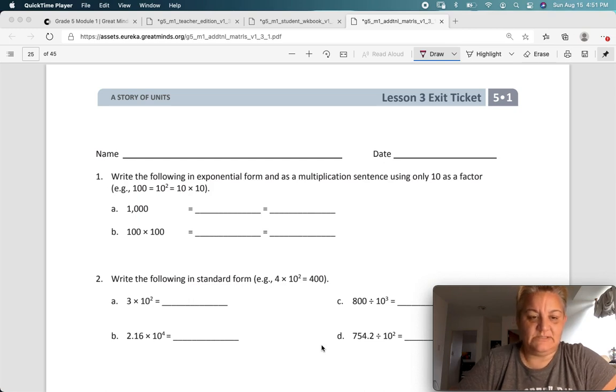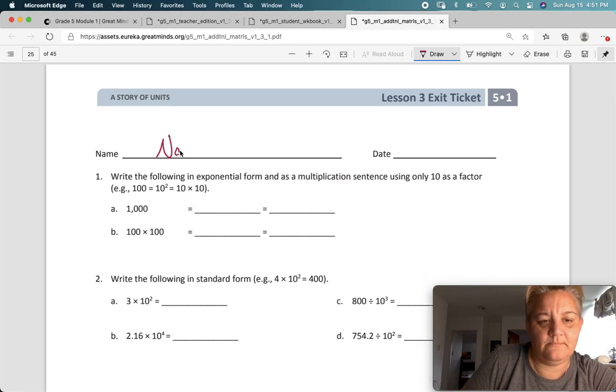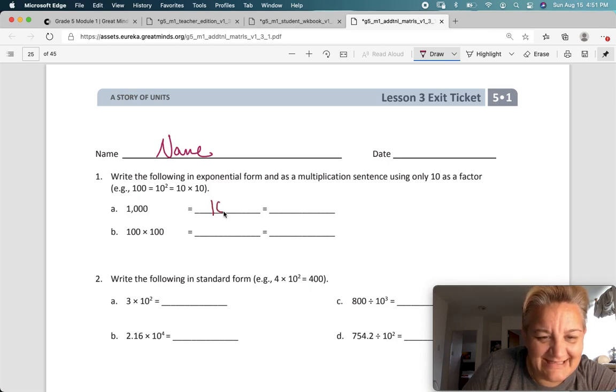Okay, so what do they want us to do here? 1,000 is 1, 2, 3, has 3 zeros in it. So instead, we can write it as 10 with 3 zeros, right? 1, 2, 3, which equals 10 times 10 times 10.